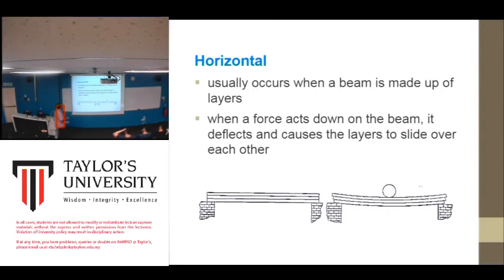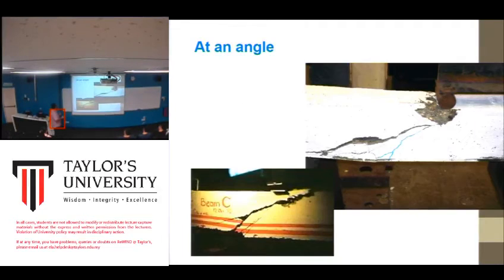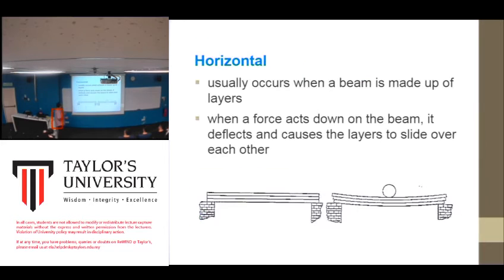And then this is horizontal shear, which means that if the beam is made up of layers, and then you put a weight on top of it, of course it will move. Okay. And then at the angle, this one is at the support, at the reaction, which means at this area or this area.